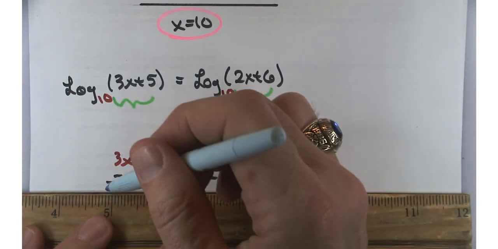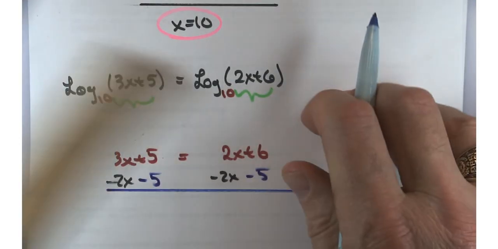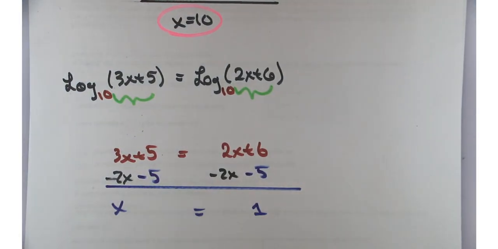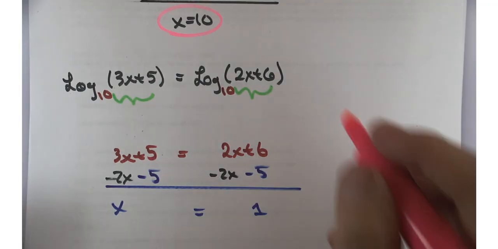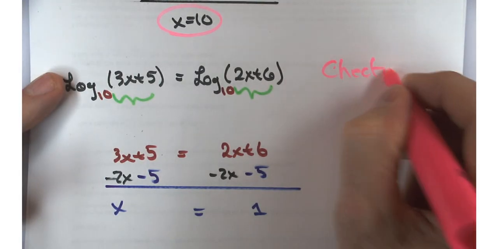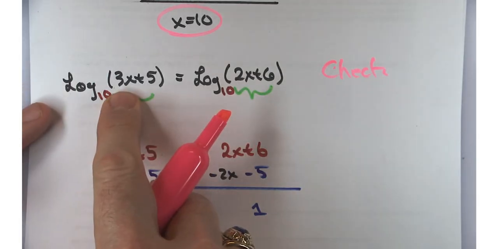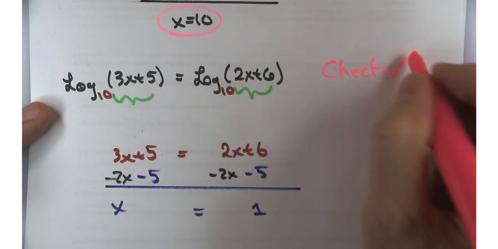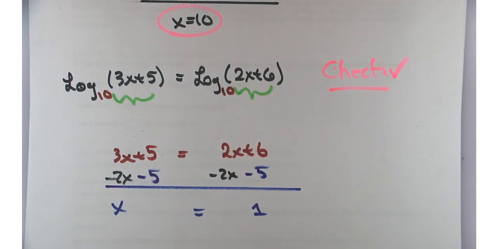What do I end up with? X equals 1. Nice. Does that work? If I put in a 1 here, I get the log of 8. If I put in the 1 here, I get the log of 8. So it does check. That was easy.